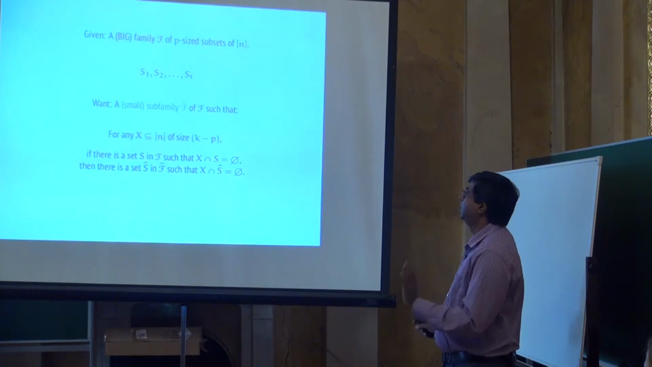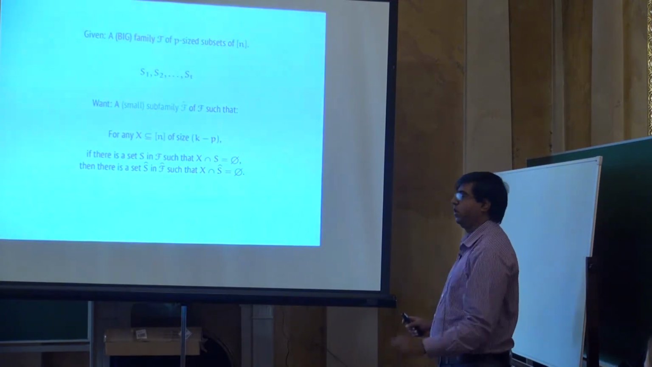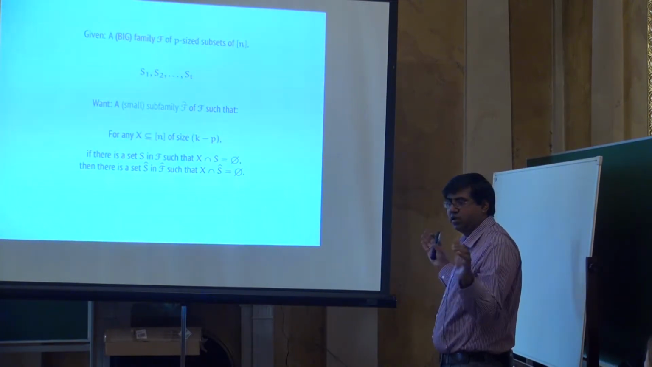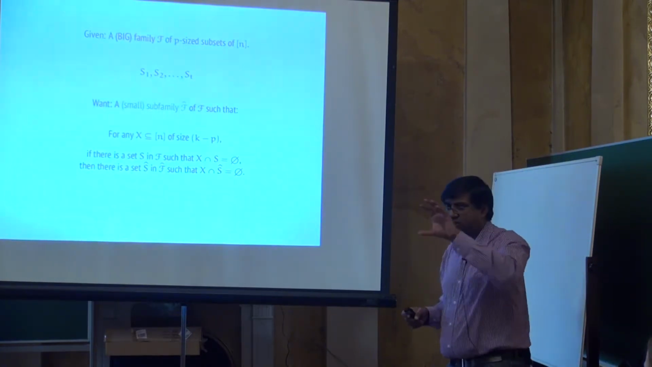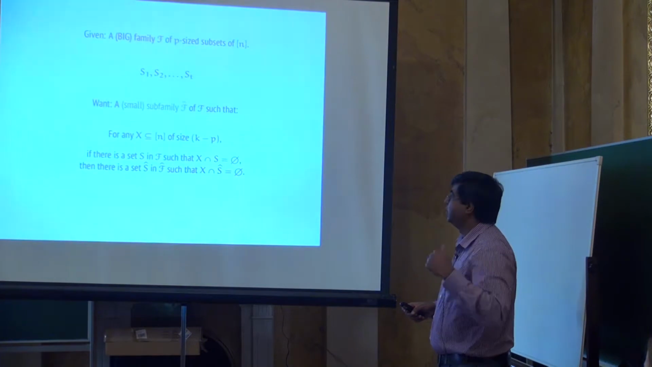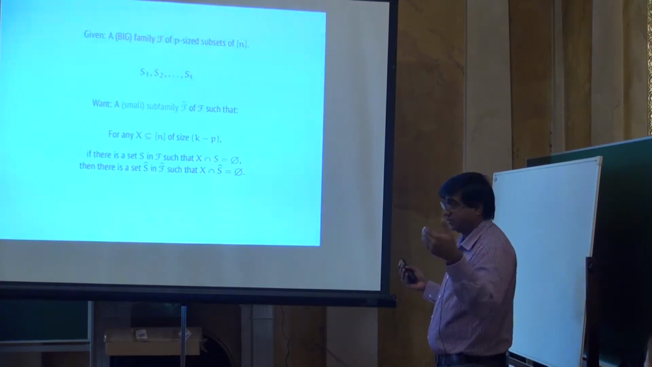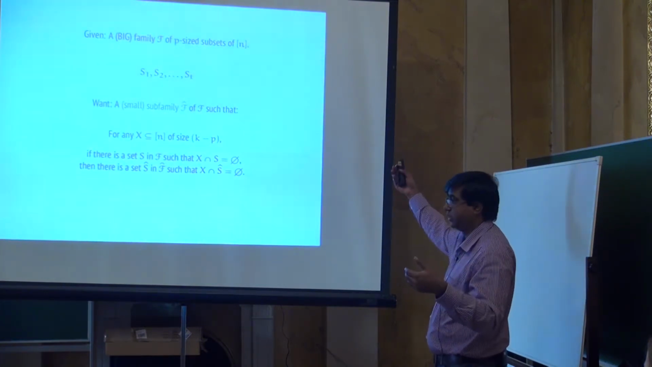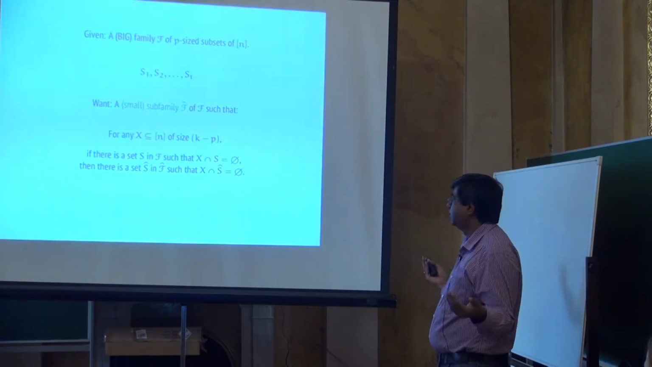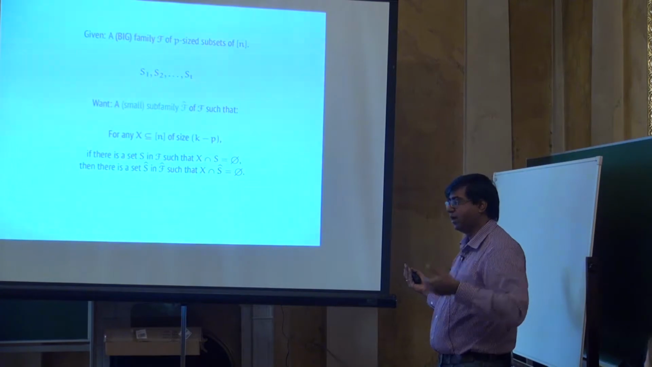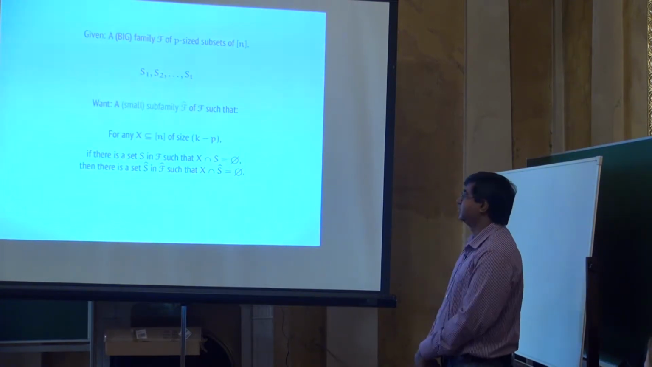You are given a big family S1 to St, each of them has size p, and I want a small subfamily F hat of F, such that for any X subset of n of size k minus p, if there is some set whose intersection with X is empty, then there is some set S hat in my subfamily whose intersection with X is empty. This is what I want to store.